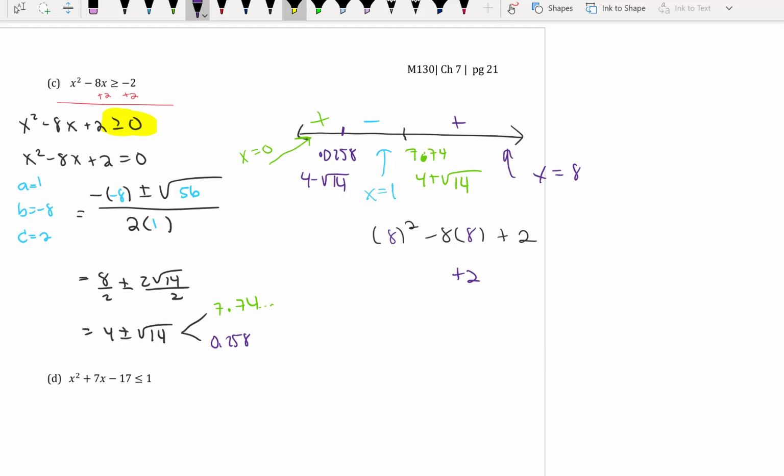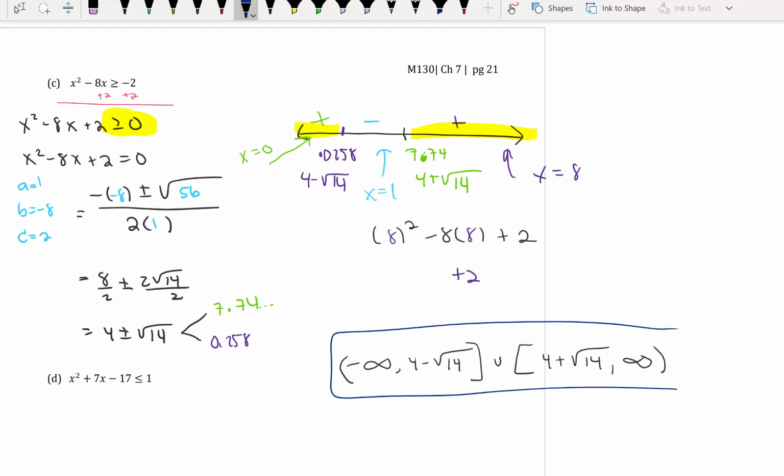So now, since I'm looking for my positive intervals, that's here and here. So I'm going to be representing that as negative infinity to 4 minus the square root of 14, bracket, union, bracket 4 plus the square root of 14 towards positive infinity. And so that ends up becoming my final answer for part C.